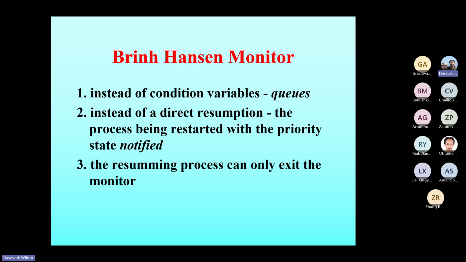In this state, it has privilege over other processes that want to enter the critical section. To have it successful, we must have at most one notified process. We cannot have two processes in notified state, because the problem would return which of those processes should be resumed. So only one process can be notified.